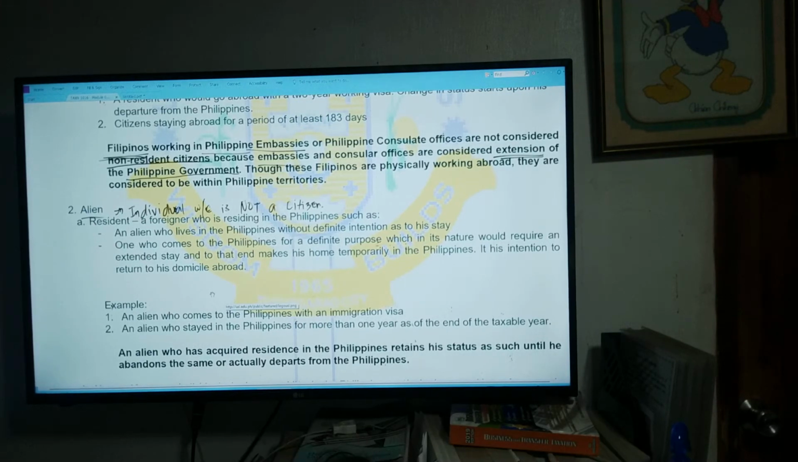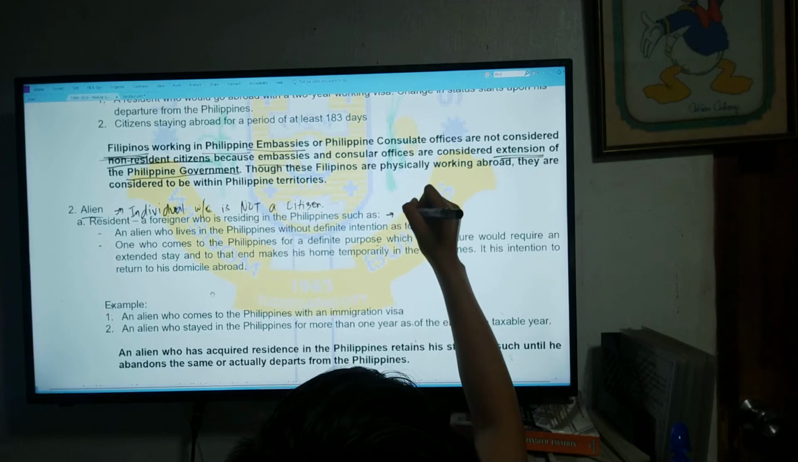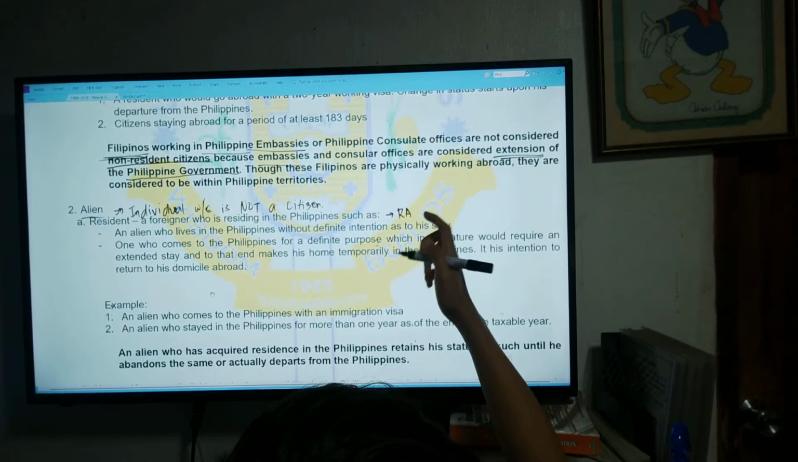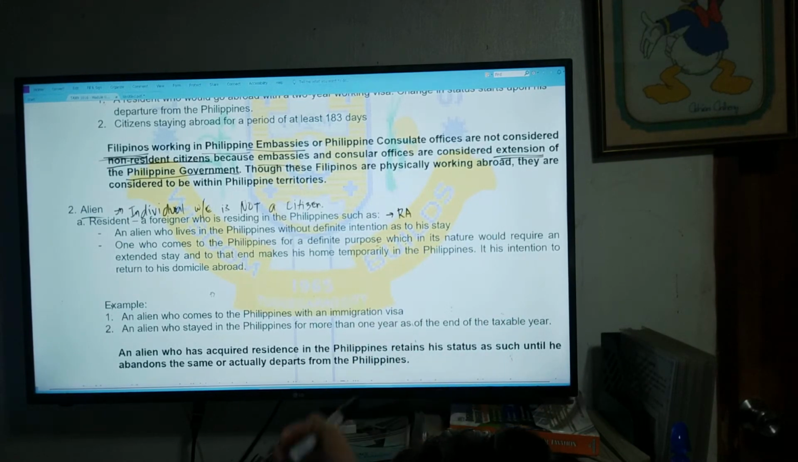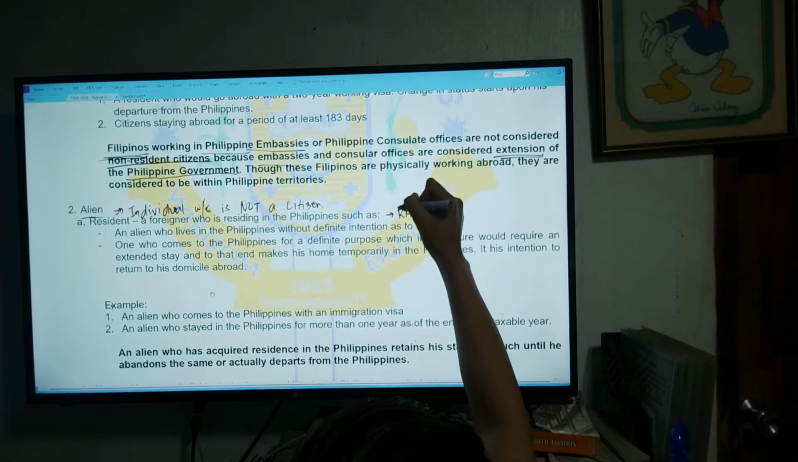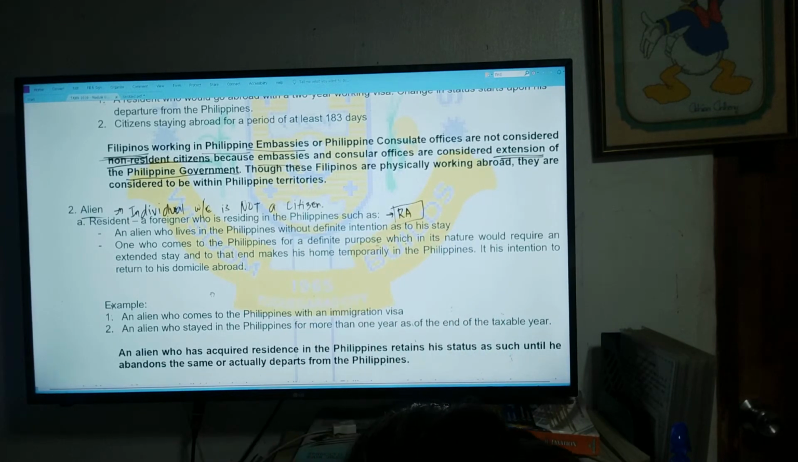Anyway, again, kapag sinabi nating alien, it is not a citizen of the country. In this case, it's not a Filipino citizen. So, may dalawang classifications din ulit ho tayo. Si resident alien and si non-resident alien. Okay, si RA, and we also have the NRA, which is nasa baba. Later na natin siya pag-usapan. So first, we go with RA, or resident alien.